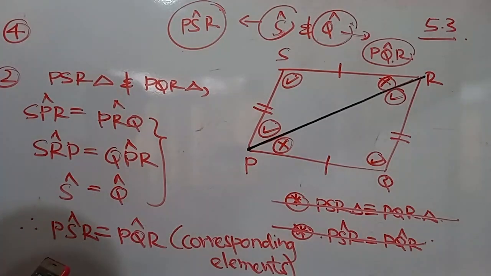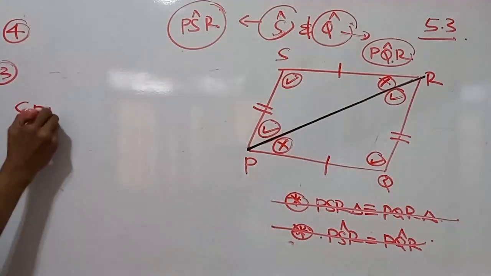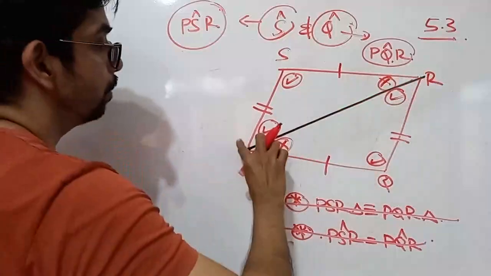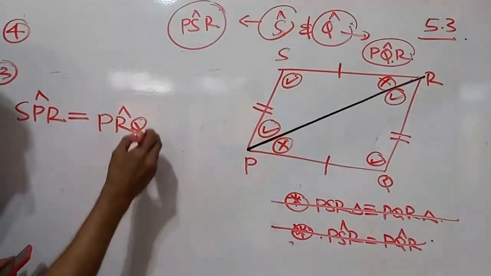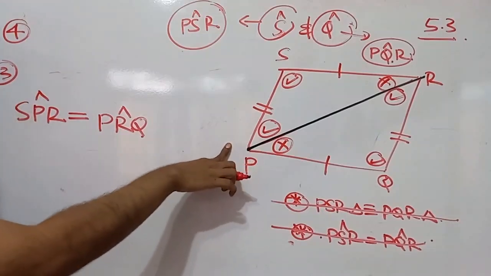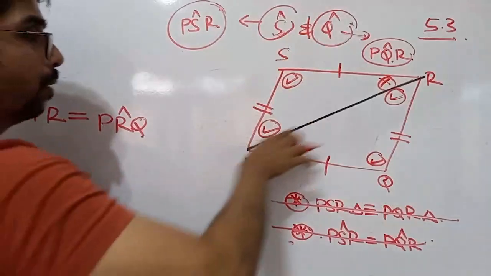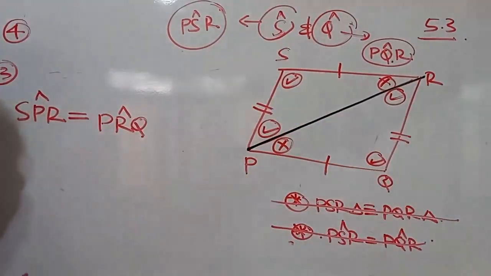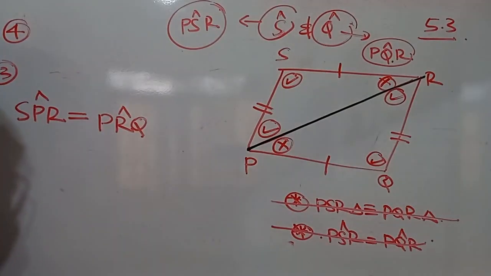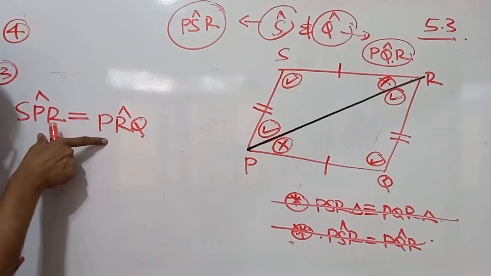Yes. Why? Let's take this angle, SPR. SPR that is equal to what? PR cubed. What's the reason? Within brackets you have to write corresponding elements. Right. Now look, what's the shape here? Z. So we know these angles are what? Alternate angles, no? Right? Alternate angles, but they are equal in magnitude.